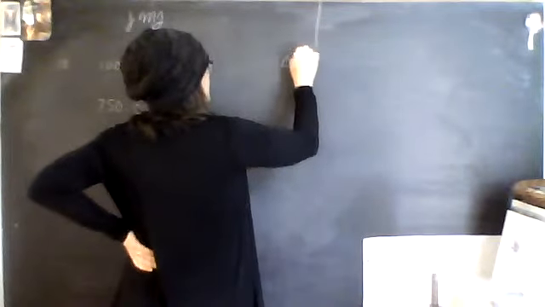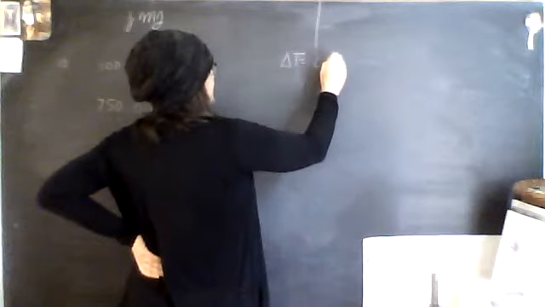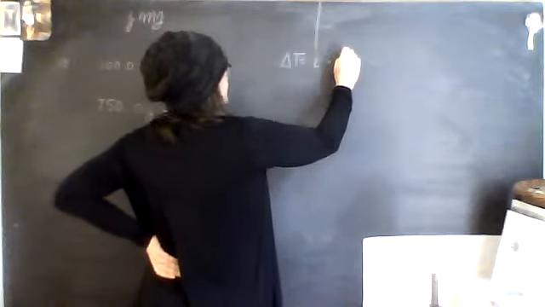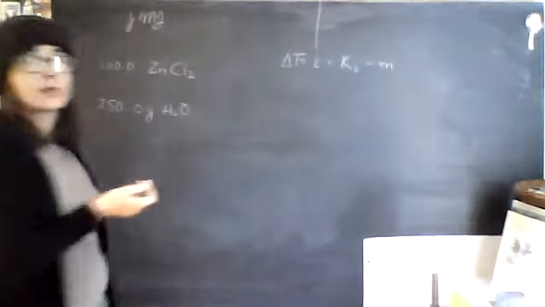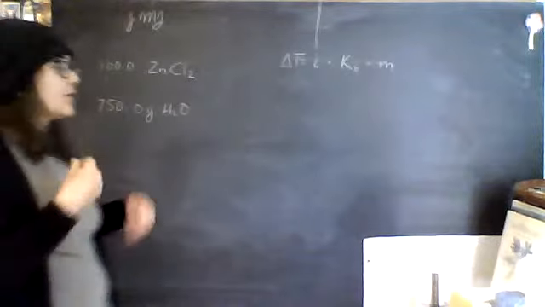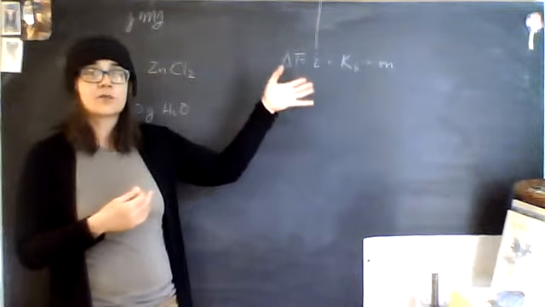Okay, so what is our boiling point elevation equation? It's i times K subscript B times molality. Okay, i is the number of ions that are formed. In the freezing point depression equation, i is a negative number, but here it's a positive number.